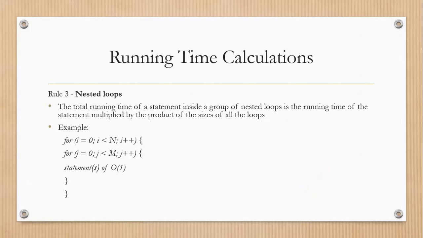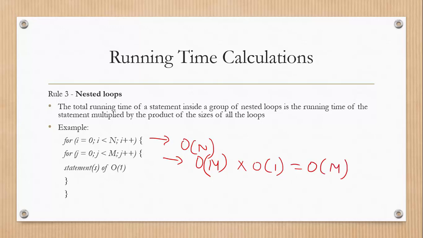Similarly, in case of nested loops, the total running time of a statement inside a group of nested loops is the running time of the statement multiplied by the product of the sizes of all loops. For example, this loop is running n times, so its complexity is order of n. This loop is running m times, so its complexity is order of m. And in this loop, we have one statement which is of constant time complexity. So we can say the inner loop complexity is order of m into order of 1, which is order of m. So the complete complexity of this example will be order of n cross m.